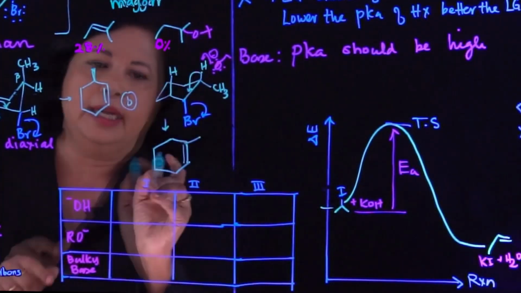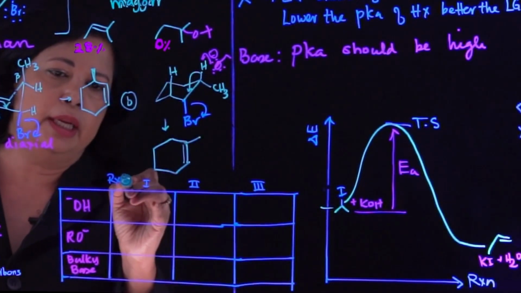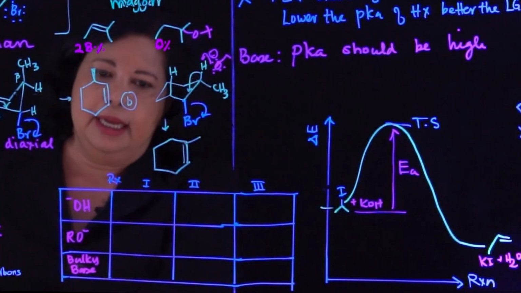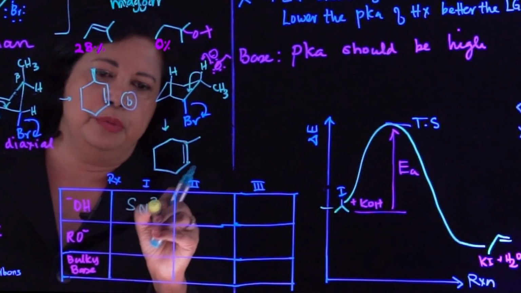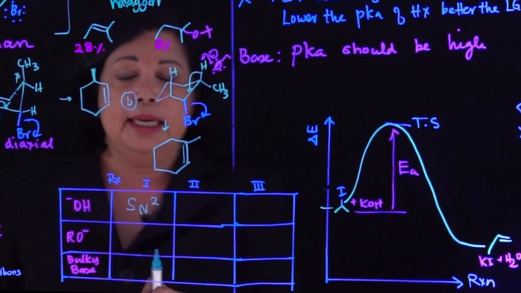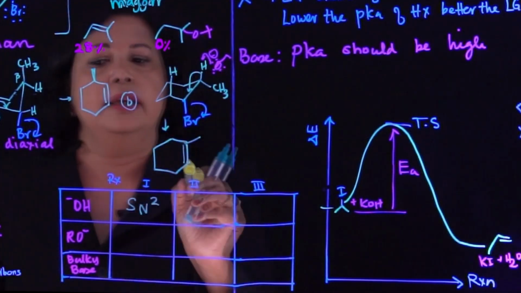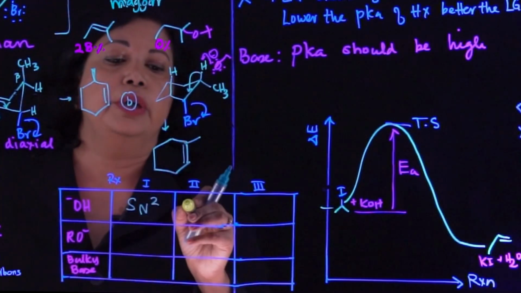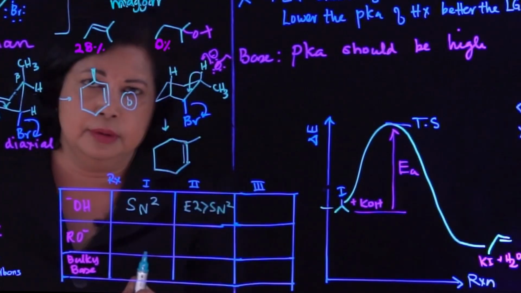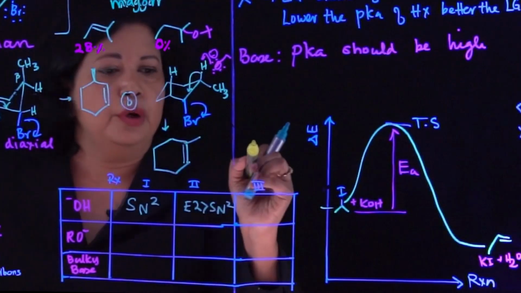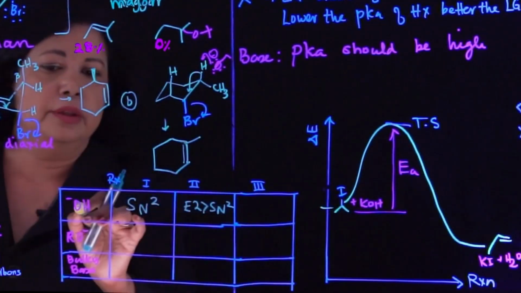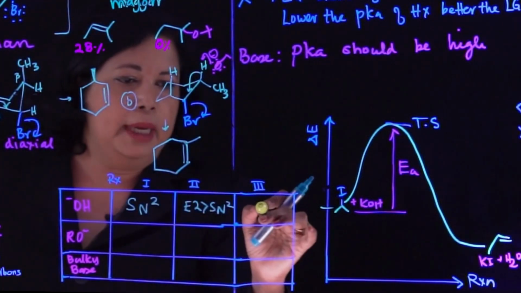If your RX is going to be primary and you have a small base, it's going to do backside attack, and you're going to get SN2 mostly. If your alkyl halide is secondary, then even with a small base, you're going to get E2 more than SN2. If your alkyl halide is tertiary, lots of steric, this is going to do mainly E2.